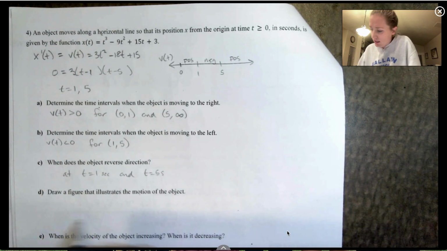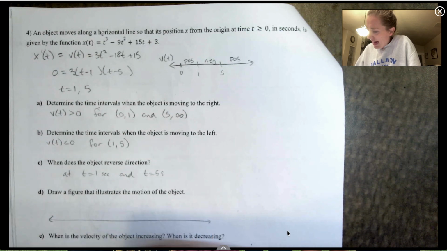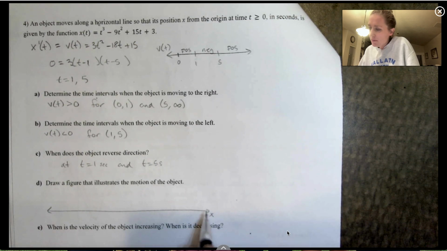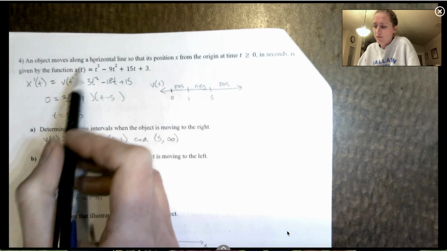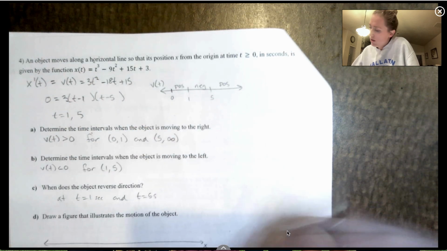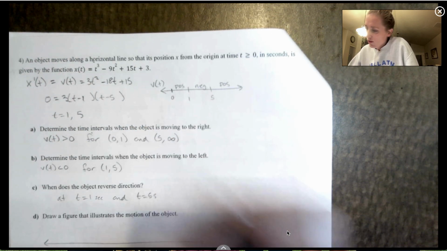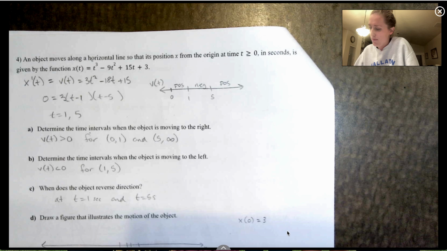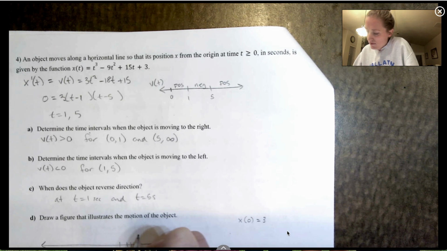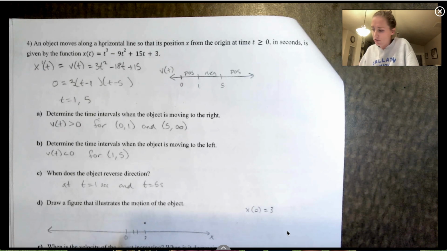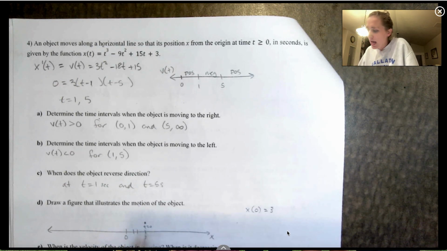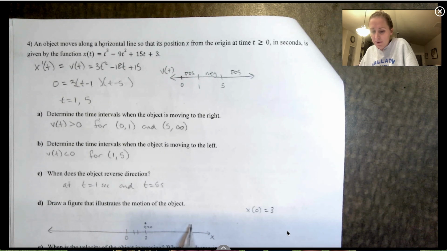Okay, so here's what we're going to do. I'm going to put x, our position, okay? And I'm going to use my original position function. If I plug in 0, I get 3. So that means when time is 0, my object is 3 away from our starting position 0. So this is at time equals 0. I'm going to write that t equals 0. And then it moves to the right up until 1 second.